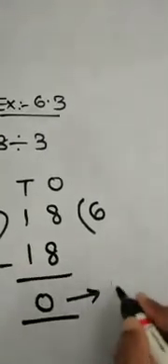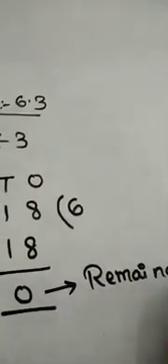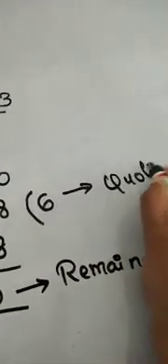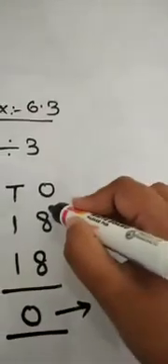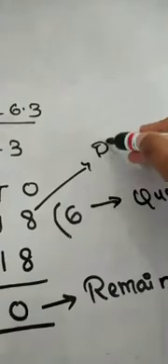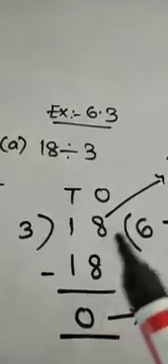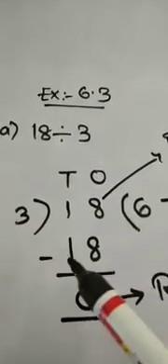So this 0 is remainder. And this 6 is quotient. And this 3 is divisor. And this 18 is dividend. What is the first step we are doing? Firstly, we are checking whether 18 is divisible or not. Yes, 3 6 are 18.